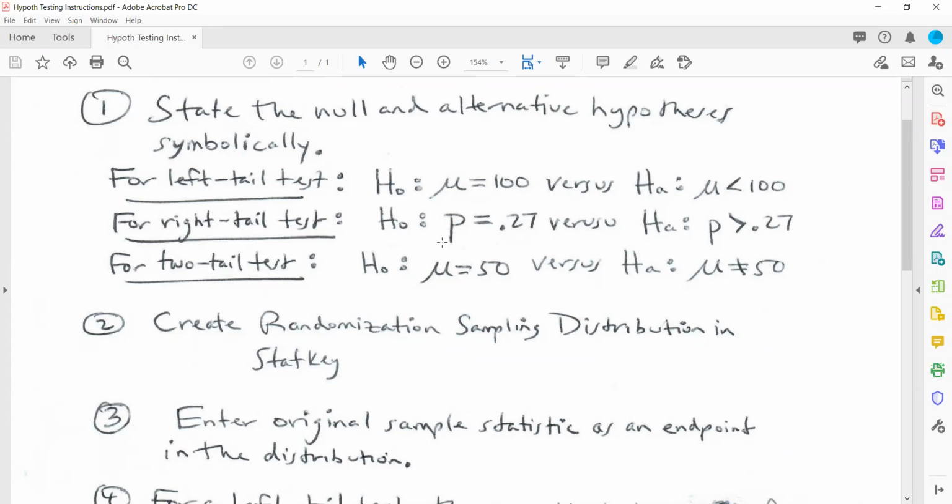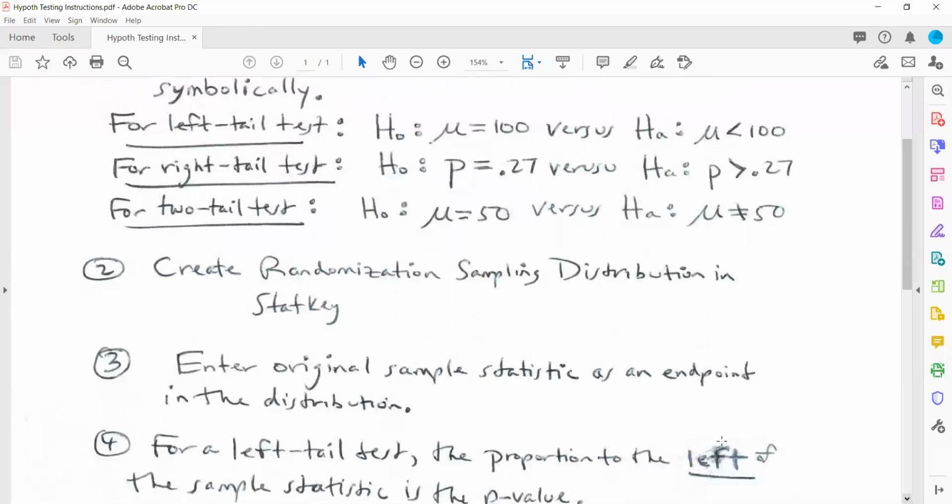Okay, now, once we created our null and alternative hypothesis, we need to create a randomization sampling distribution. That's one of those graphs that I've been showing you, and you create it in StatKey. So you're going to create it, or it's going to be created for you. Number three, and this is an important thing, is there's going to be a sample statistic for the problem that you're going to be given, either a sample mean or sample proportion.